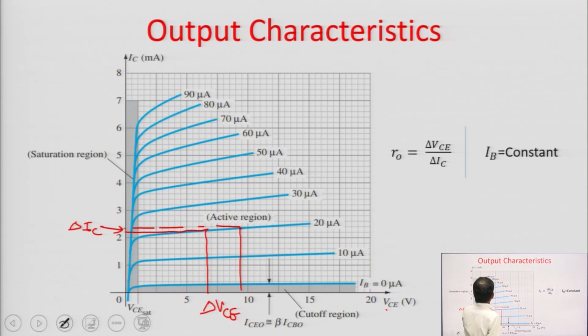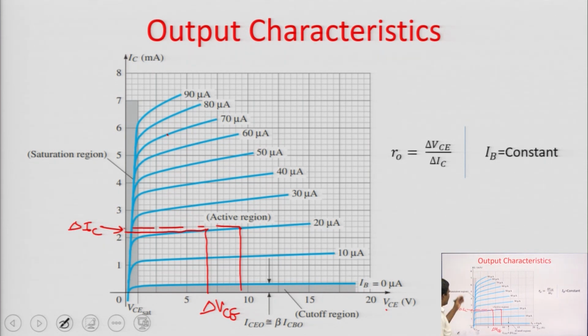Suppose at 70 microampere, what will happen here? The change in collector current will increase. Change in collector current increases, this means the R naught decreases. Obviously, why must R naught decrease at 4? Because if current increases, obviously the resistance decreases according to Ohm's law. If current increases, then resistance must decrease. So that is the phenomenon that exists like this.